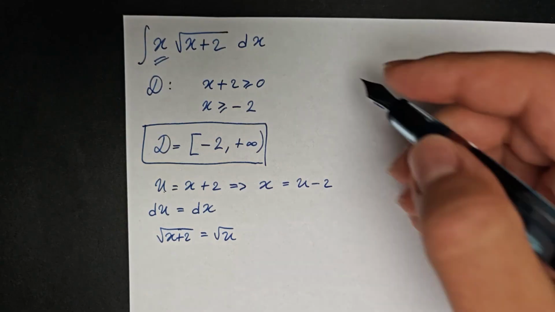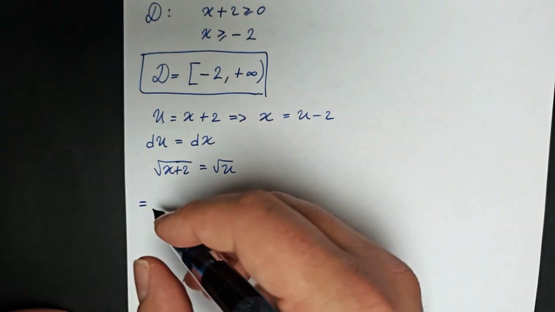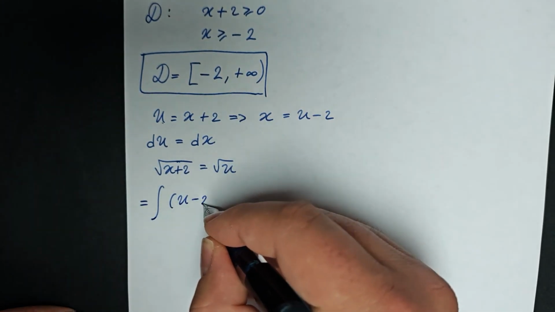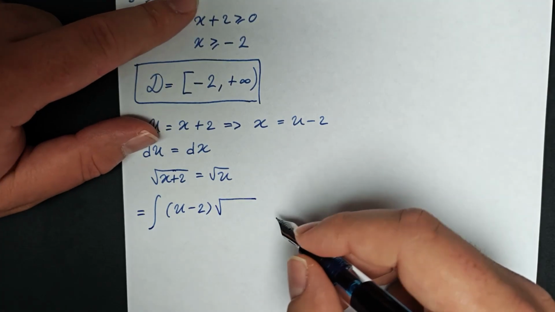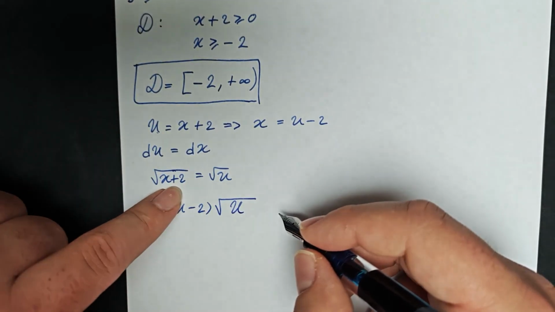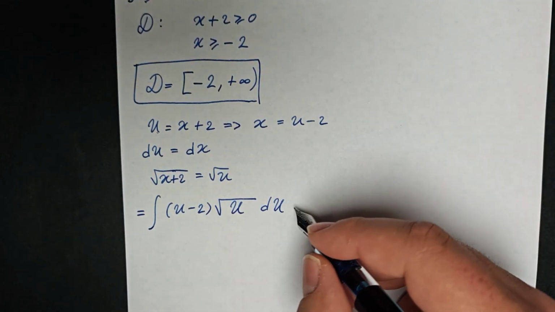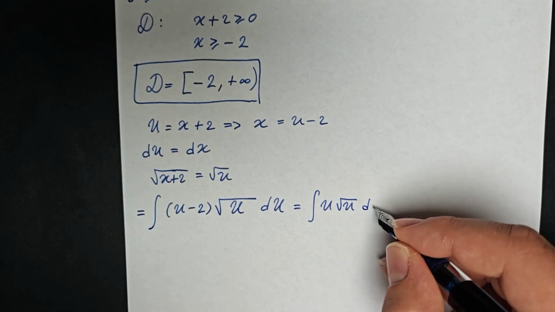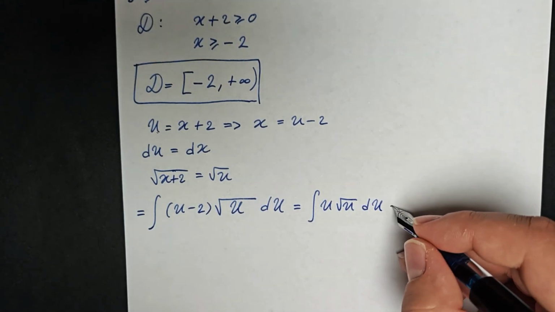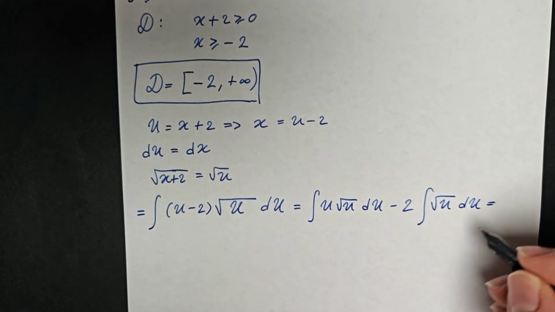Then our integral can be transformed, and it becomes an integral of u minus 2, as that is x. The square root of x plus 2 is the square root of u. dx is du. This is then equal to an integral of u multiplied by the square root of u du minus 2 integrals of the square root of u du.